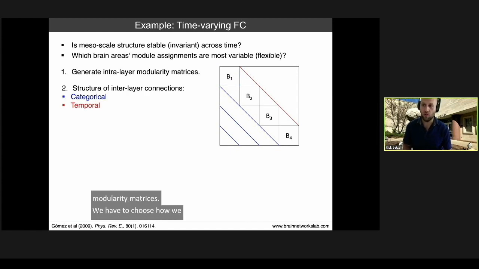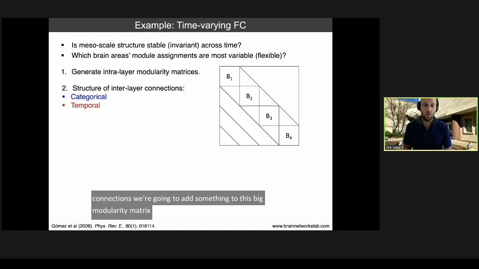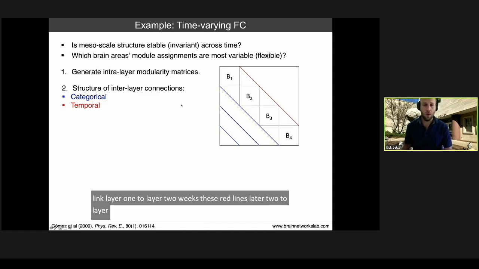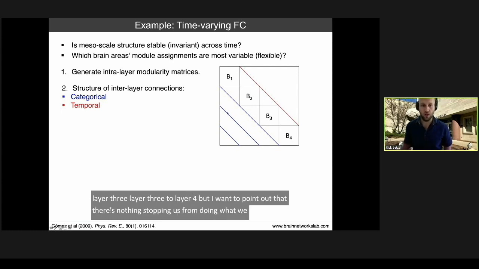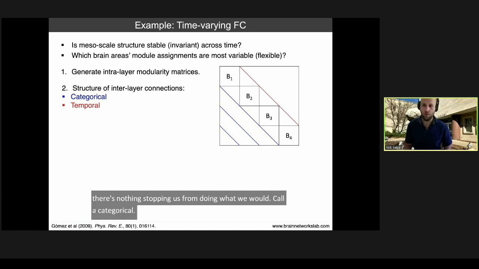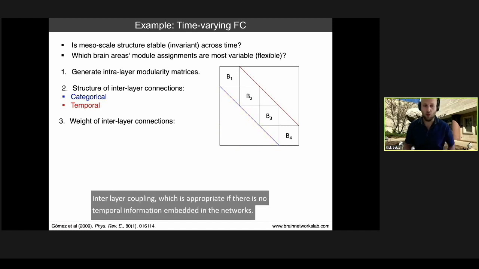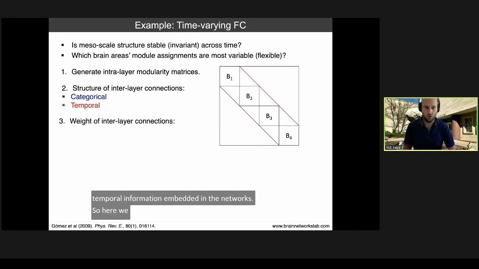We're going to add something to this big modularity matrix. Because this is a time-varying example where each network is embedded in time as well, we're going to add what we call temporal interlayer links. So we're going to link layer 1 to layer 2, you see these red lines, layer 2 to layer 3, and layer 3 to layer 4. But I want to point out that there's nothing stopping us from doing what we'd call a categorical interlayer coupling, which is appropriate if there is no temporal information embedded in the networks. So here we are going to do the temporal interlayer coupling.